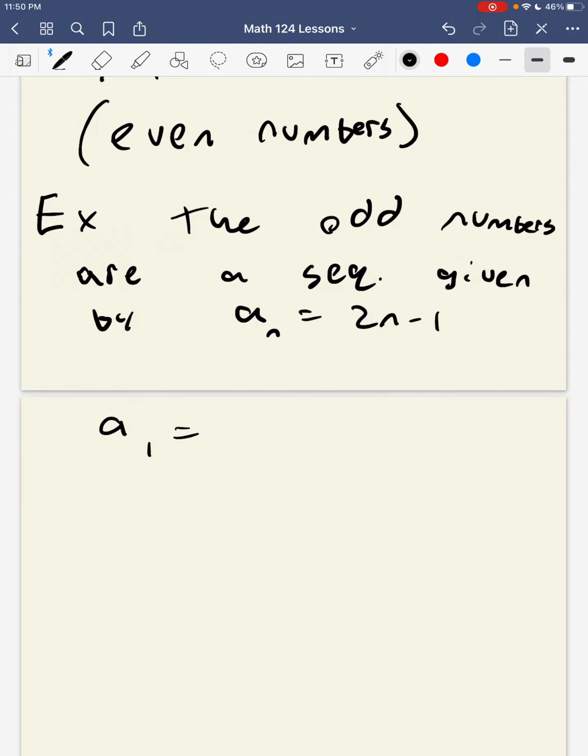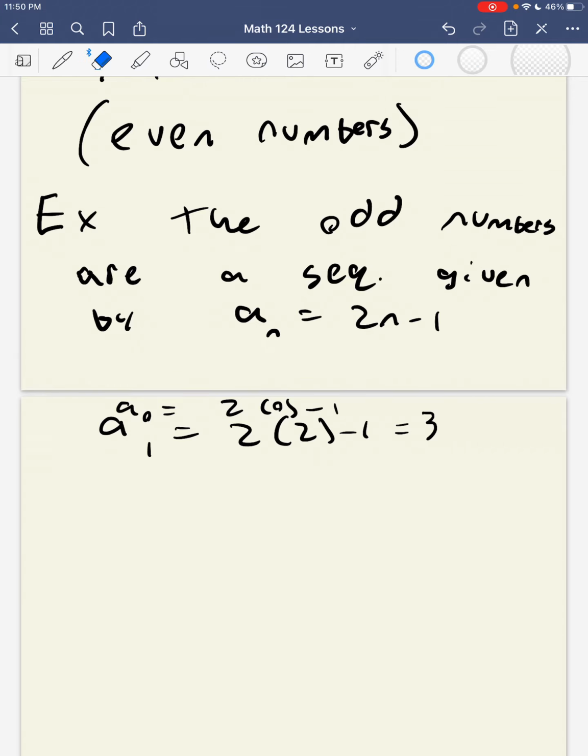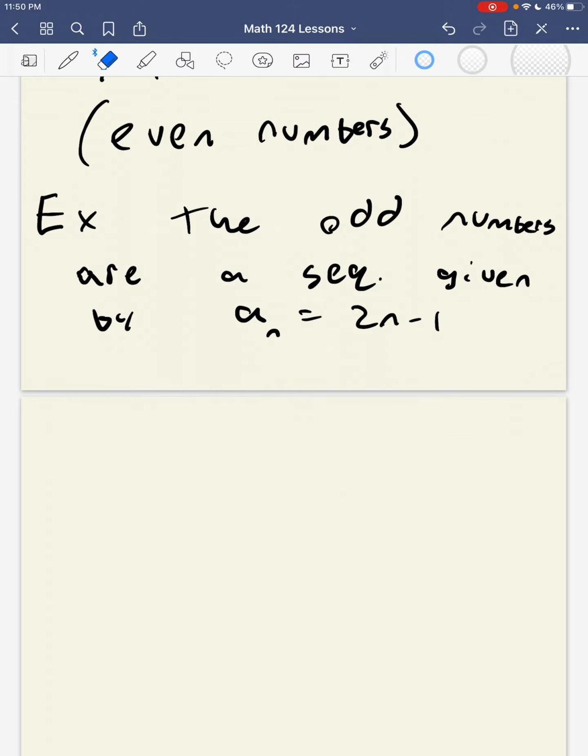Then we plug in 1, we get 2 times 2 minus 1. 3. Oh, we still have to start at 0. 2 times 0. Oh, sorry. Sorry about that. Just kept making typos there.